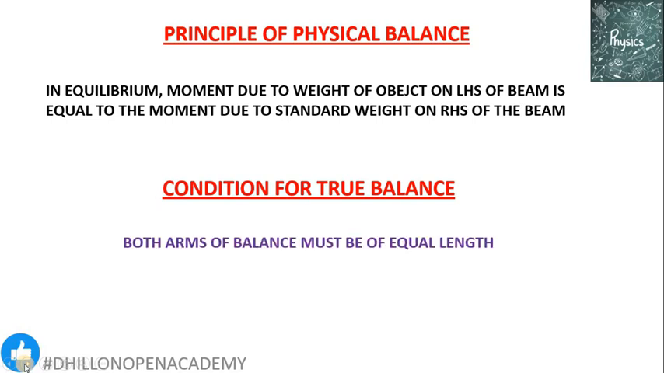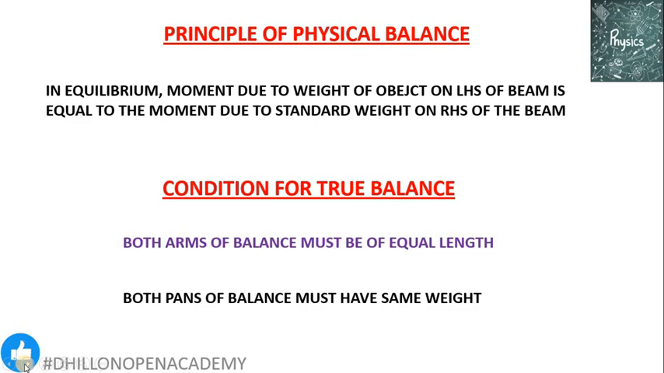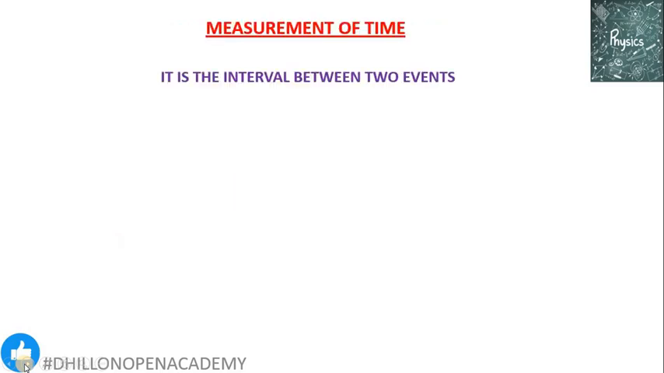Condition for true balance. Both arms of the balance must be of equal length, and both pans of the balance must have the same weight. If these conditions are satisfied, then we will get the actual weight or the actual mass being measured by the physical balance.